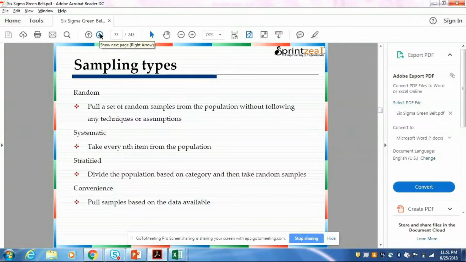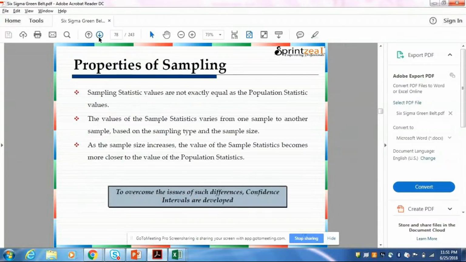Then we have stratified sampling. What is stratified? I have divided the data into certain subgroups and then take a random sample from there. And then convenience sampling. Convenience is, I might not have the entire population data available, so I will pick the sample from whatever I have available. That is convenience sampling. We say the sample should be representative of the population.